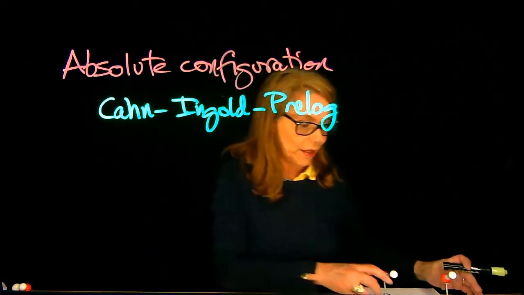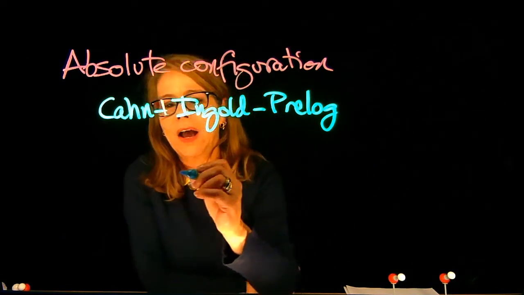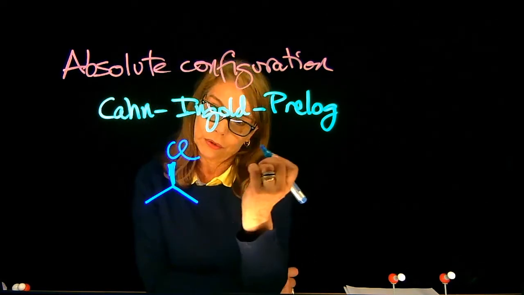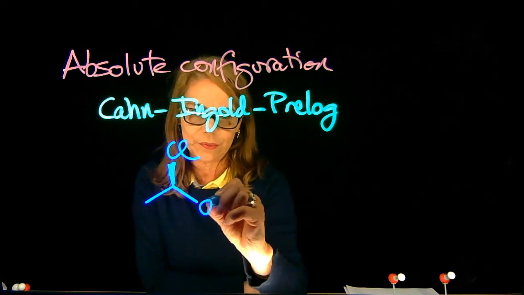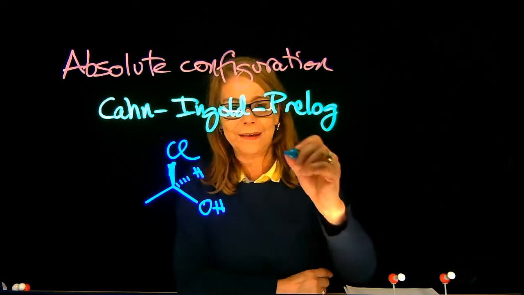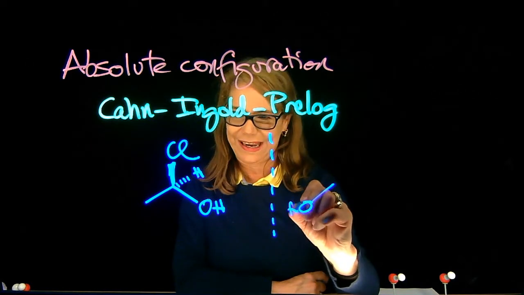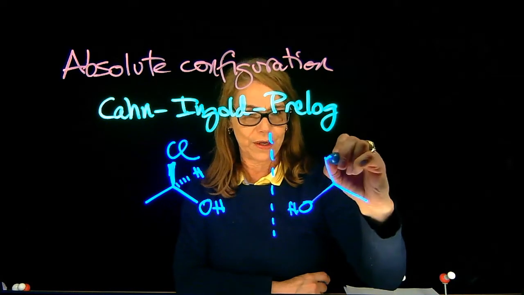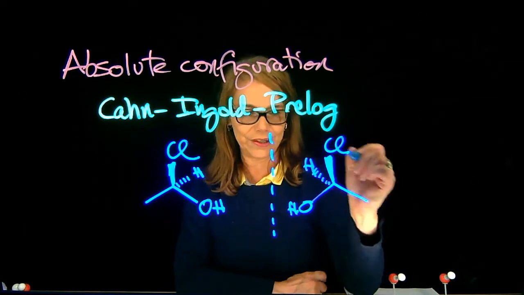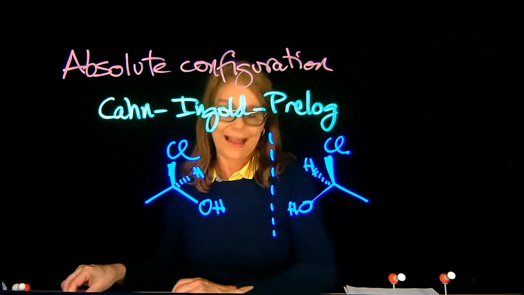To do that, I'm going to draw a compound, and we're going to determine the absolute configuration of it. Say that I have a chlorine here, an OH here, and an H here. And I'm also going to draw the enantiomer. So here is my mirror, mirroring what I'm doing, right? OH here, chlorine, and a hydrogen here. That's a methyl. So I have 4 different substituents, so we identify that as a chiral center.